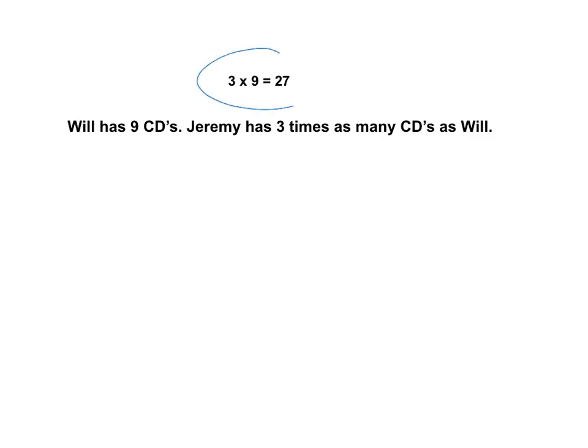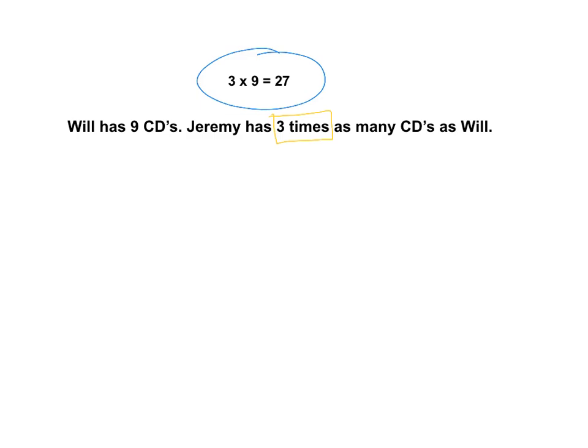Take a look at this equation. 3 times 9 is 27. Now let's look at the problem below. The statement says, Will has 9 CDs. Jeremy has 3 times as many CDs as Will. Now here's that 3 times again, that multiplication comment.